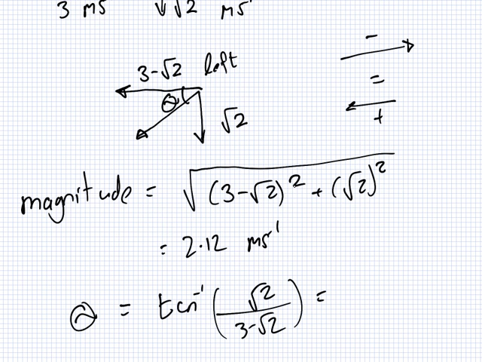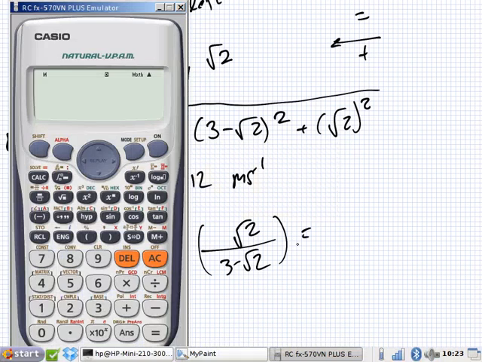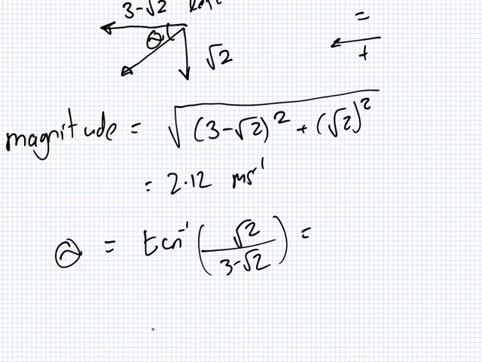It might just mean you have to be extra careful with your angle because now you have a minus in here. That's just to be careful with. What is this here? Shift tan inverse root 2 over 3 minus root 2. 41.7 degrees downwards.